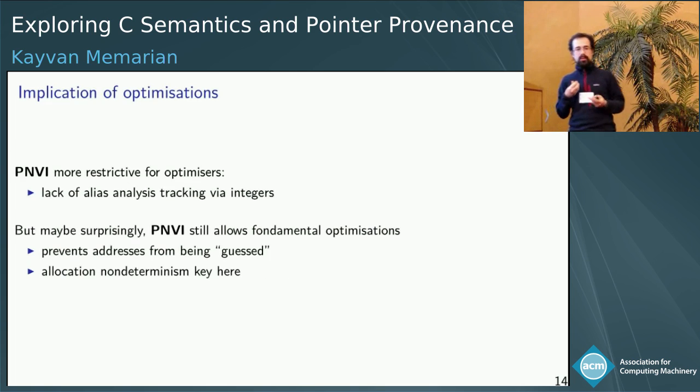Now, both of these proposals have pros and cons. The obvious con of the first one is that it's making integers much more complicated, and in particular, it restricts what integer optimization you're allowed to do. You're breaking algebraic laws about integers.